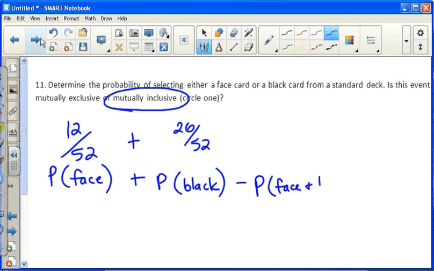The reason for that is we've counted those cards twice, so we need to take them away so we're not counting them twice. Because 6 of those face cards are black. Because remember, half are red, half are black. So half my face cards would be 6, and they're also black. So I need to add these together to get 32 over 52, and that gives me 8 over 13.